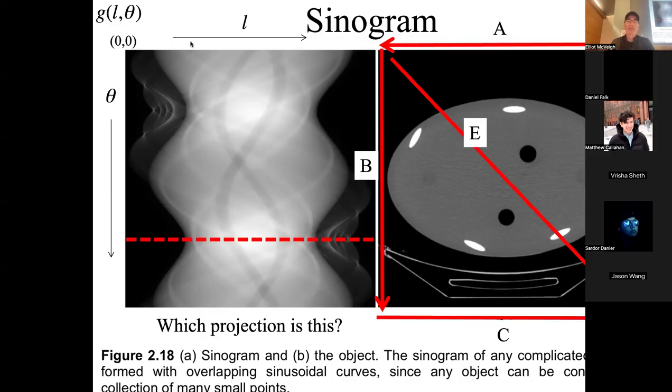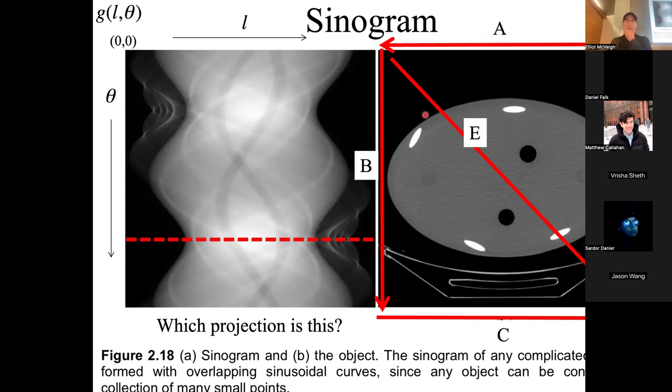The L values along here, these are our positions on the detector. So that's the L value. From here to here is what gets measured out on that detector as a function of L, right? Or we just parameterize its location as L.